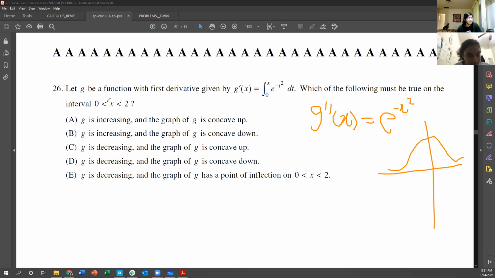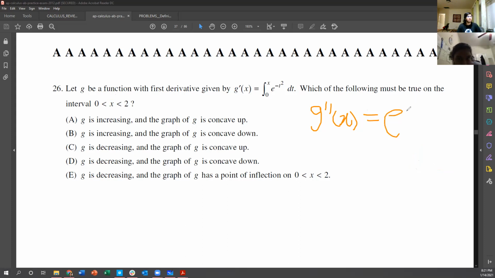Because if I plug in some number, something like 1, that'll be e to the negative 1, which is still positive. Wait, hold on. Maybe forget about the prior knowledge. Throw it out the window, that was not a good idea. For this interval, what is g double prime of x going to be? The prior knowledge wouldn't have helped.